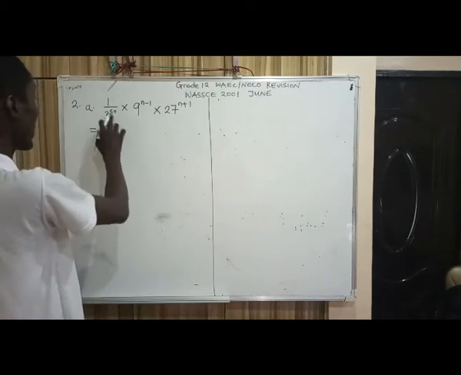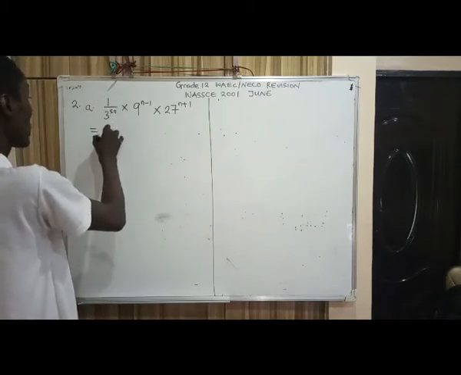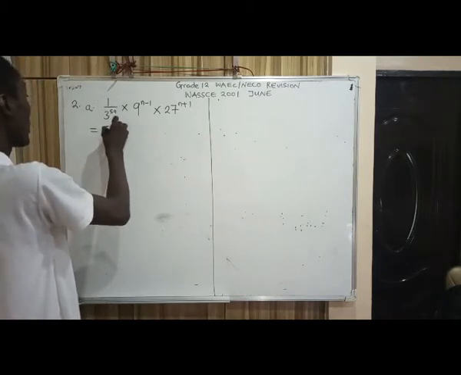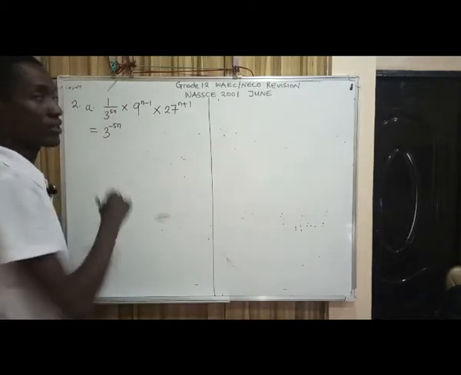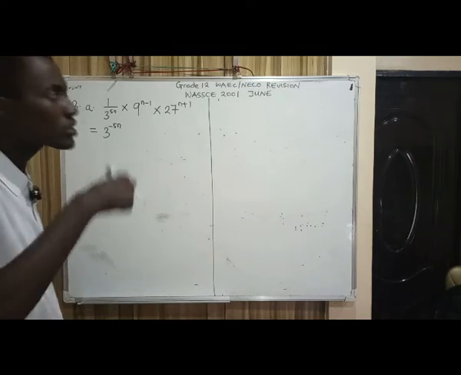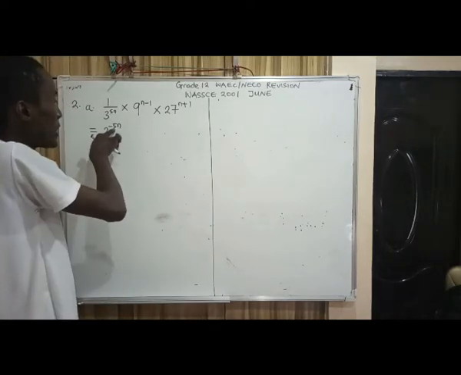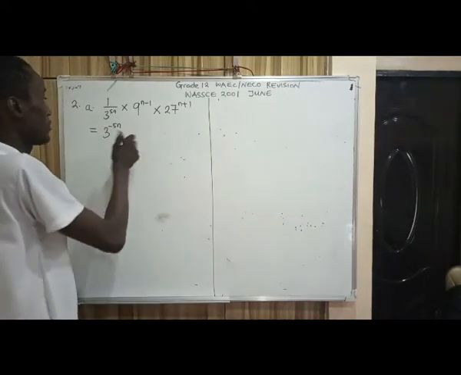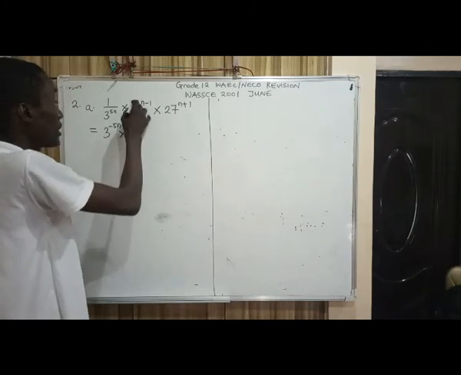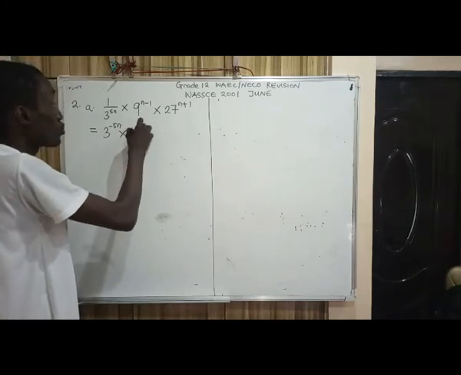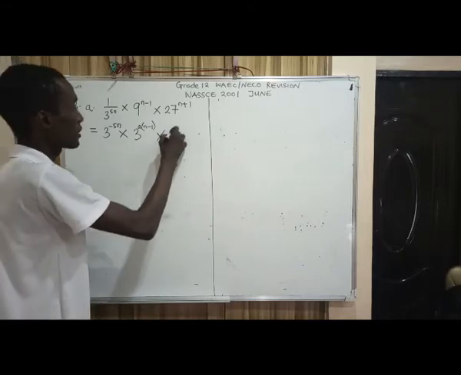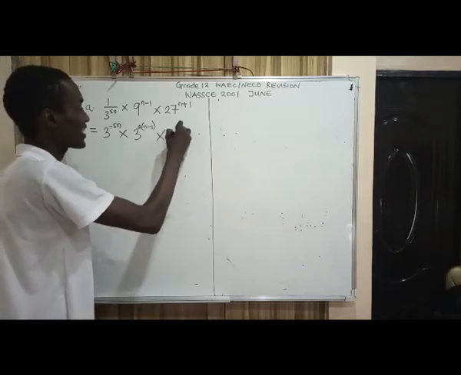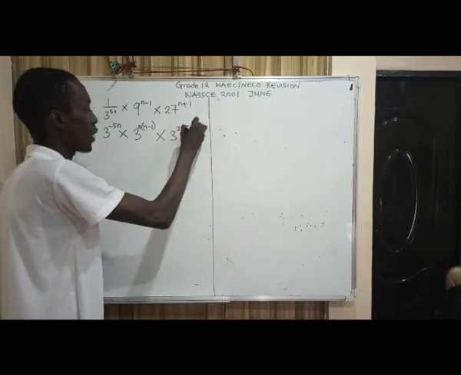So if you look at this now, I can rewrite this to be what? 3 raised to the power of what? Negative 5n. Why? Because 1 over suggests reciprocal. The concept of reciprocal is what makes the index power to be what? Negative. Times, this will be what? 3 raised to the power of 2 into n minus 1. Times 3 raised to the power of what? 3 into n plus 1.